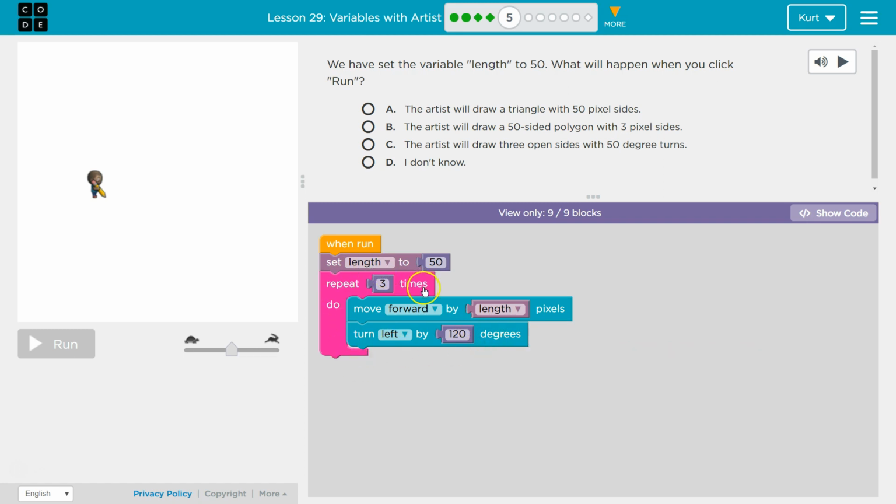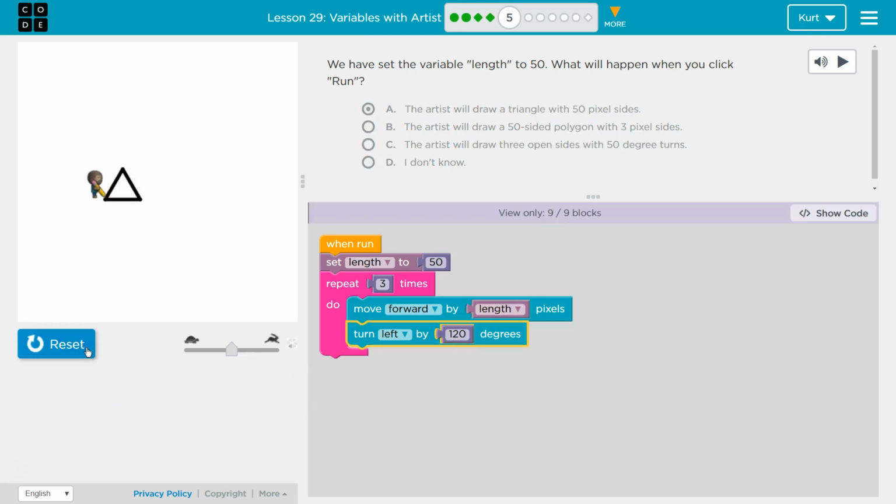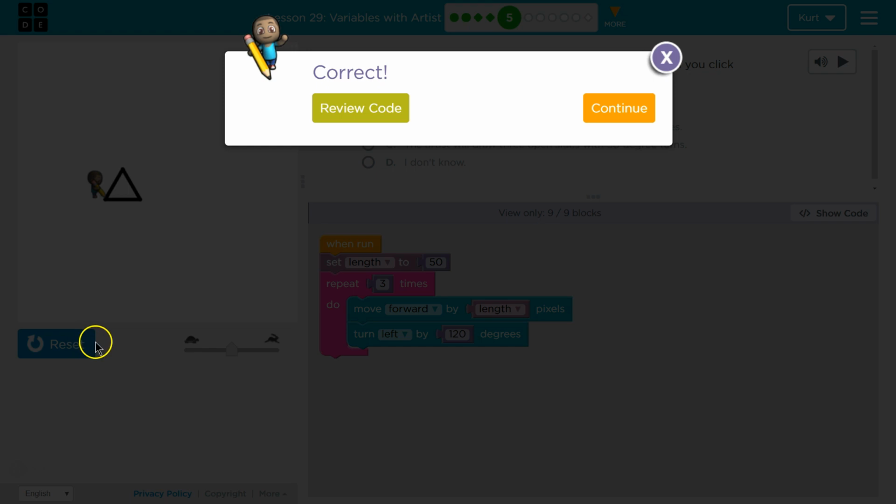Hit the bottom. Oh, and we're going to repeat this. Move forward by length 50, turn again. So we're going to draw a triangle. Yeah, 50 pixel side triangle because length is really 50 when the computer sees it. Let's see. Ta-da! Awesome. Onward.